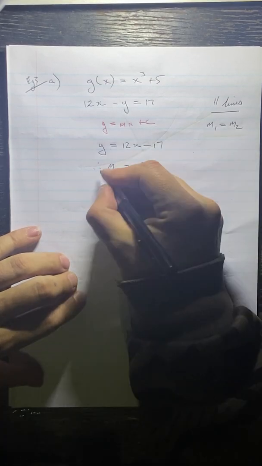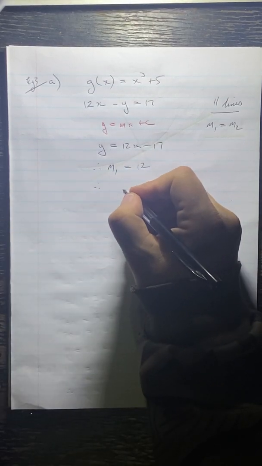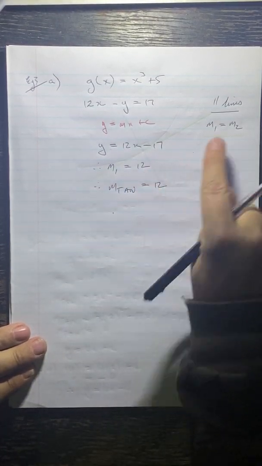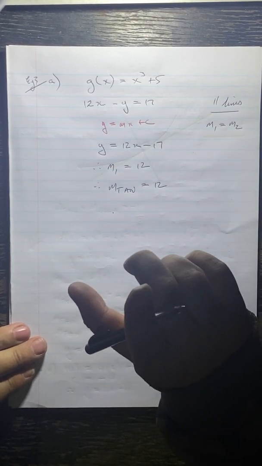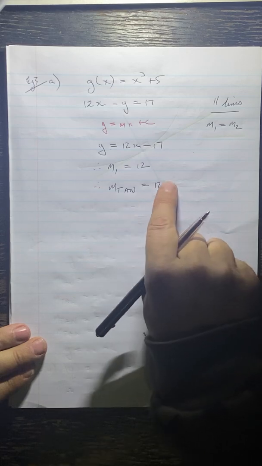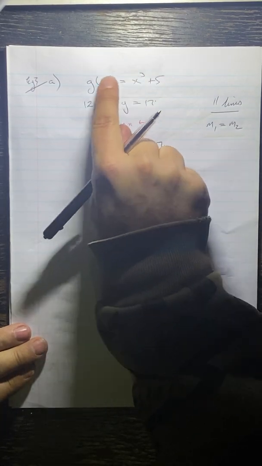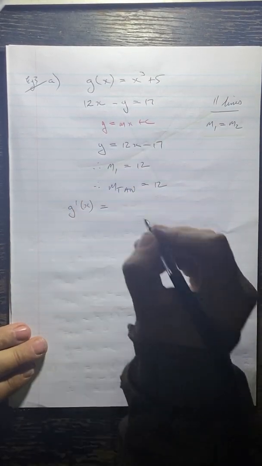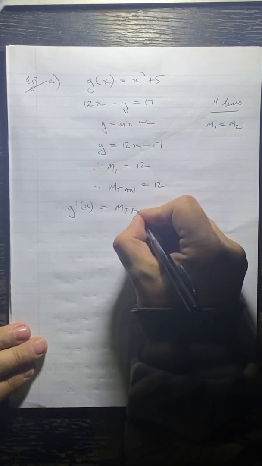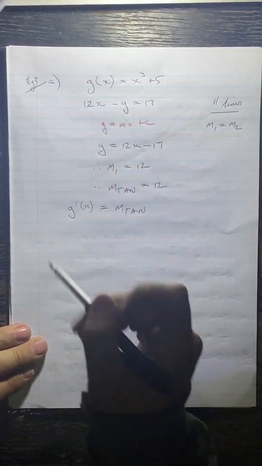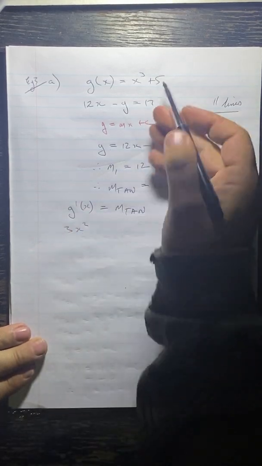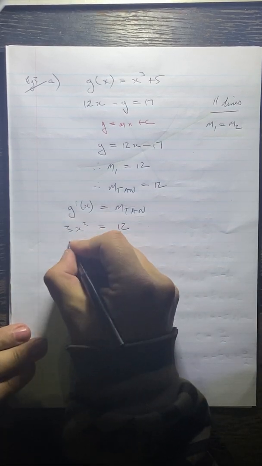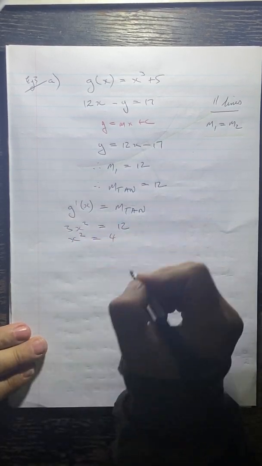There it is there. That means, therefore, the gradient of this tangent is also equal to 12. They have to be because they are parallel. Now I need to find the point of contact. So I know what the gradient is. So what I'm going to do is differentiate this function here. So g dashed of x will be equal to the gradient of our tangent. So the derivative of this will give us 3x squared plus 0 equals 12. And what I can do now is solve for this. So if I divide by 3, I get x squared is equal to 4.